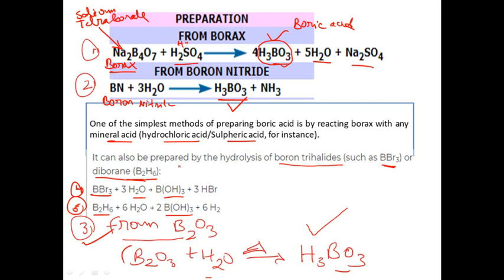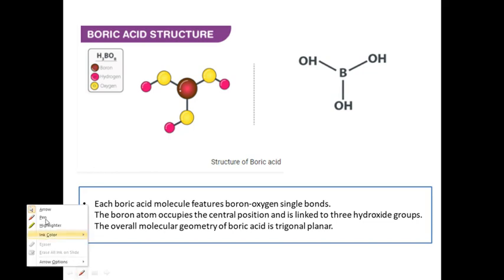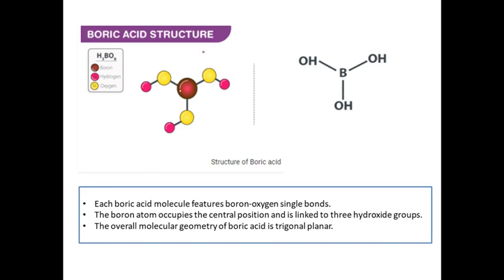So this boric acid is very important. The method of preparation is very important, and it is very useful for different types of antiseptic agents. Okay, so the structure of boric acid, as we have studied, boric acid is a B(OH)3, right?